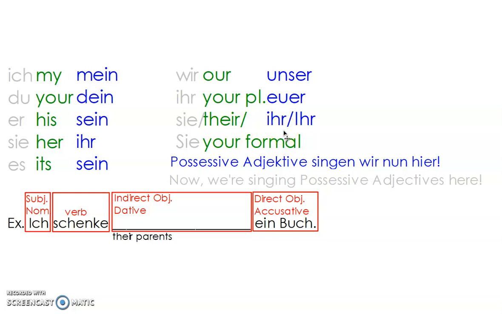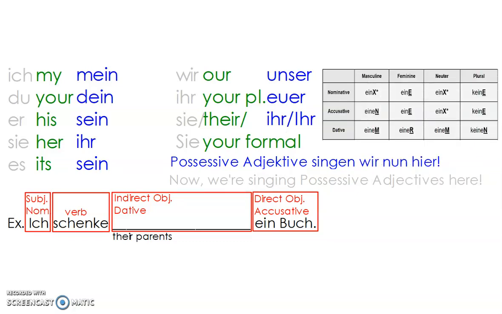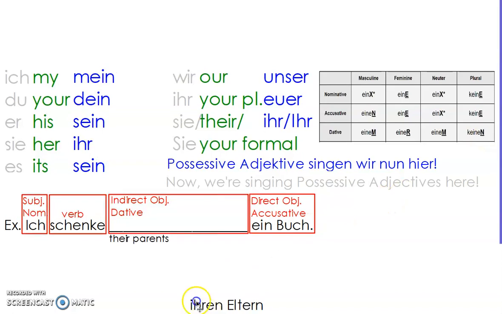To figure out that ending, we have to look at our Nexi Merman chart. So I will show that to us over here. Since parents is plural, we're looking at the plural form over here in the dative, and we see that it ends in an N. So what we'll be writing is ihren Eltern. Ich schenke ihren Eltern ein Buch.